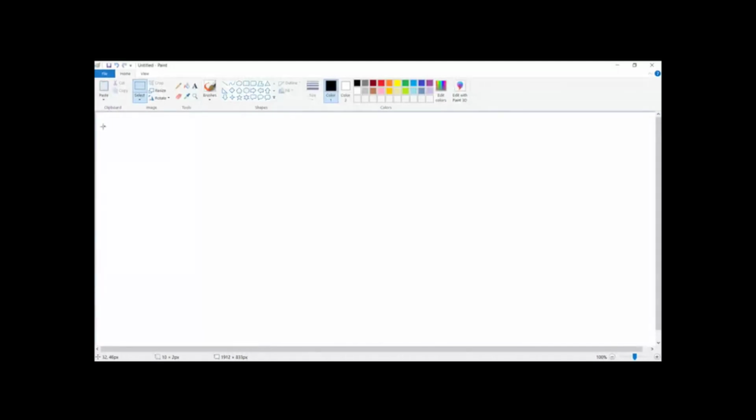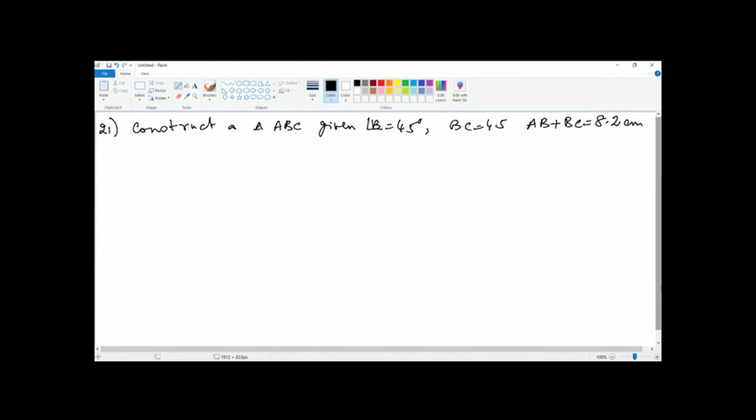Okay. Question number 21. Construct a triangle ABC given angle B equal to 35 degrees, BC equal to 4.5, AB plus BC equal to 8.2 centimeters. You have to construct this triangle. Take your scale, pencil, compass, protractor, everything. You have to construct. You can't draw a rough sketch. Okay? Okay, ma'am.